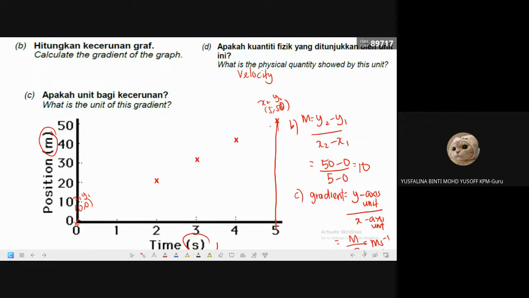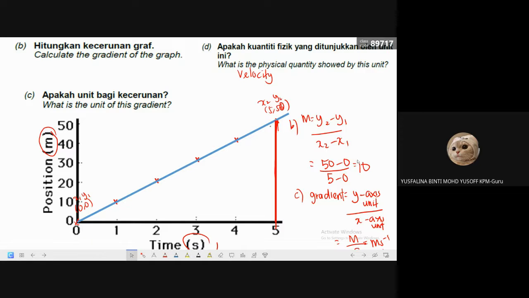Okay, so it says here, calculate the gradient of the graph. Okay, so this is the graph. Okay, you have to draw another graph. So this one is position against time. All right, so calculate the gradient of the graph. So this is m is y2 minus y1. This one I already put it here. Okay, y2 minus y1 divided by x2 minus x1. Okay, so this one is 50, sorry. This one is 0. So you just minus 50 minus 0, 5 minus 0. So you will get 10.